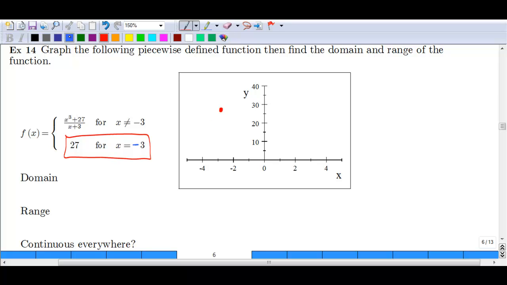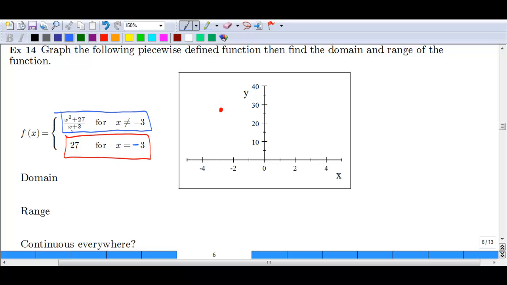Now let's look at the more complicated piece. We've got this rational function, x cubed plus 27 over x plus 3. And again, this isn't defined for -3 because if you plug in -3, you end up with 0 over 0. If you want to pause the video here and verify that, please do.